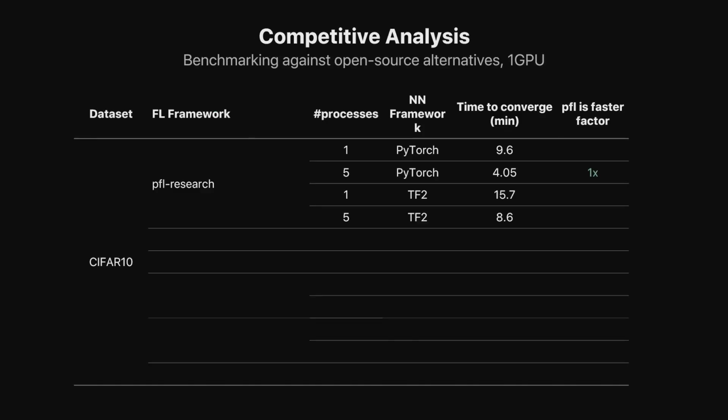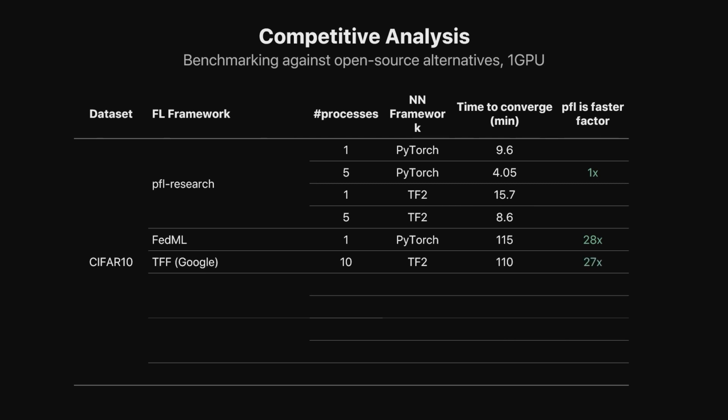So how fast is it? We compared PFL research to other alternative open source federated learning simulation frameworks, and we recreated the CIFAR10 benchmark for these frameworks. Using just one GPU, we're able to converge a model in 4 minutes using PFL research. And we have 5 processes here just sharing the same GPU. FedML is the earliest open source framework, which is still popular today, and it's 28 times slower than PFL research.